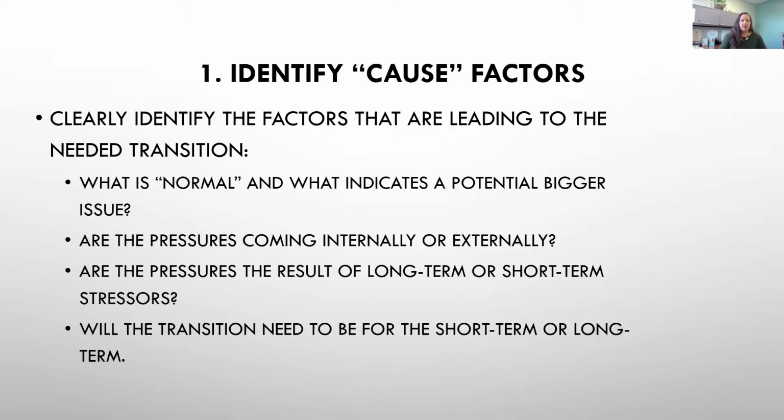So number 1, identify cause factors. It's really important whenever you're facing some sort of transition to really understand what the stressors are that are causing that type of a change. So sometimes the things that happen are just part of the normal process, the normal things that happen in a business or in any type of a team. Sometimes though, it can be an indicator of something that's really a deeper issue or a bigger issue.